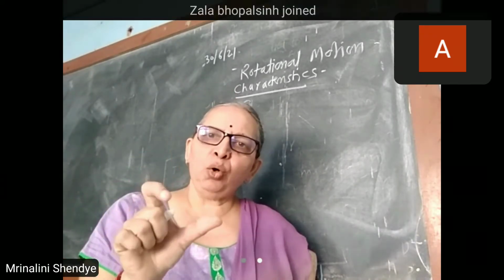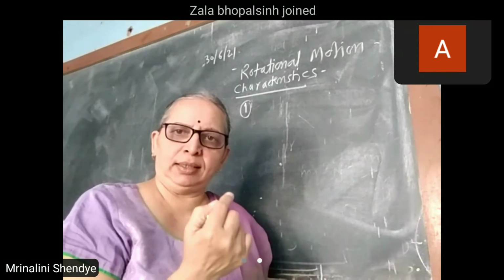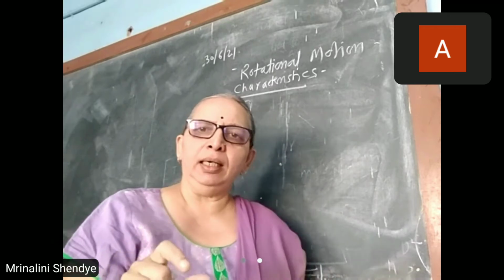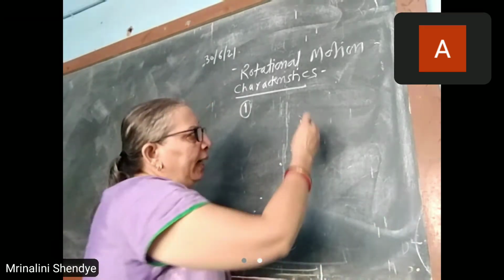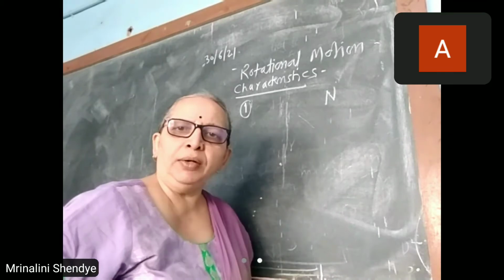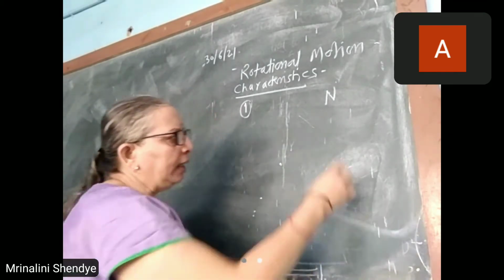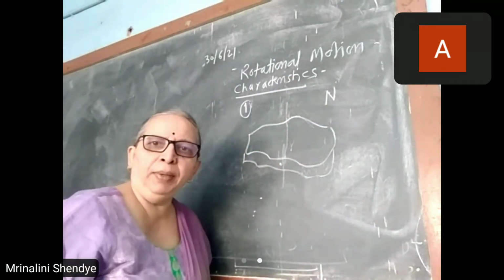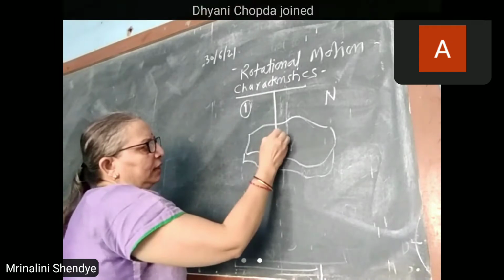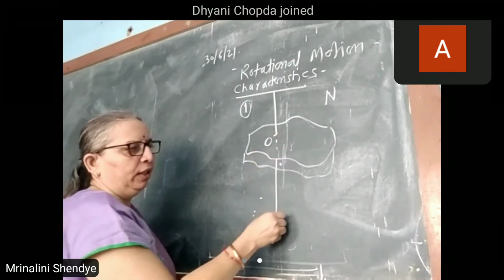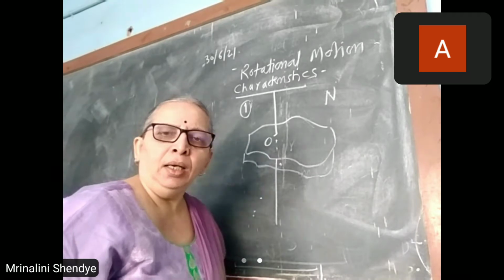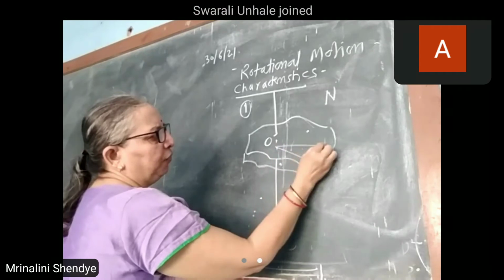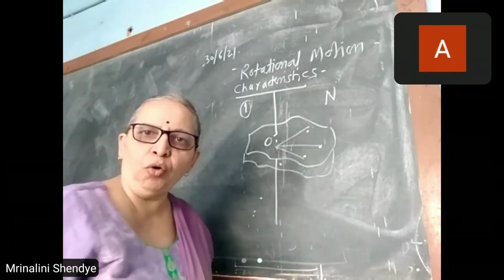So the body as a whole rotates, but the body is made up of a number of particles. Consider one body made up of n particles. Different particles are situated at different distances. Let the body be rigid and rotating about an axis passing through, suppose, point O. Then different particles of the body are situated at different distances from the axis of rotation.